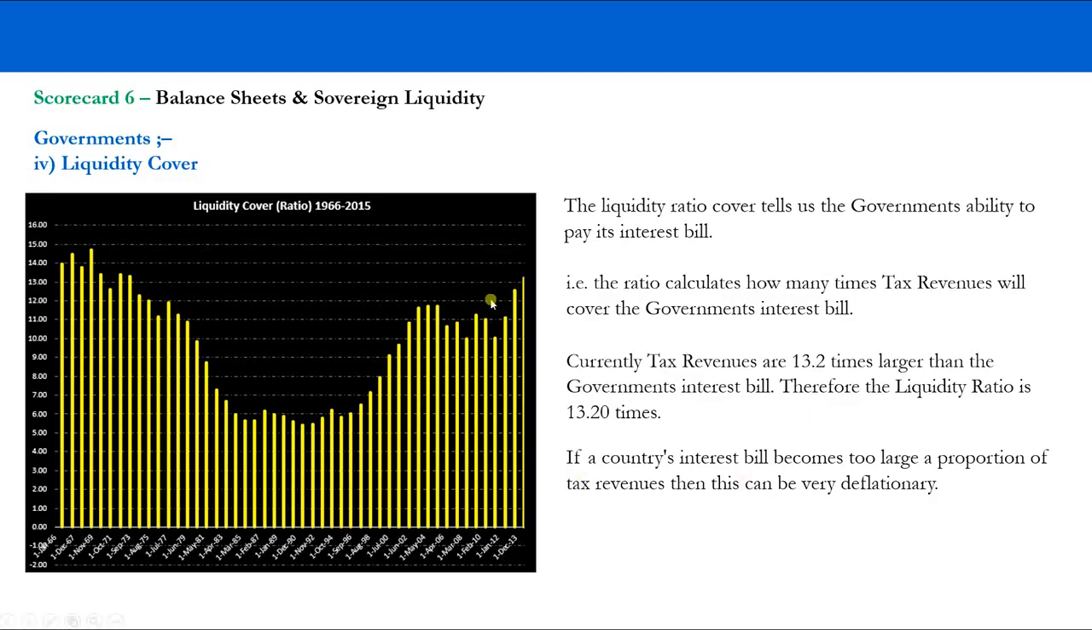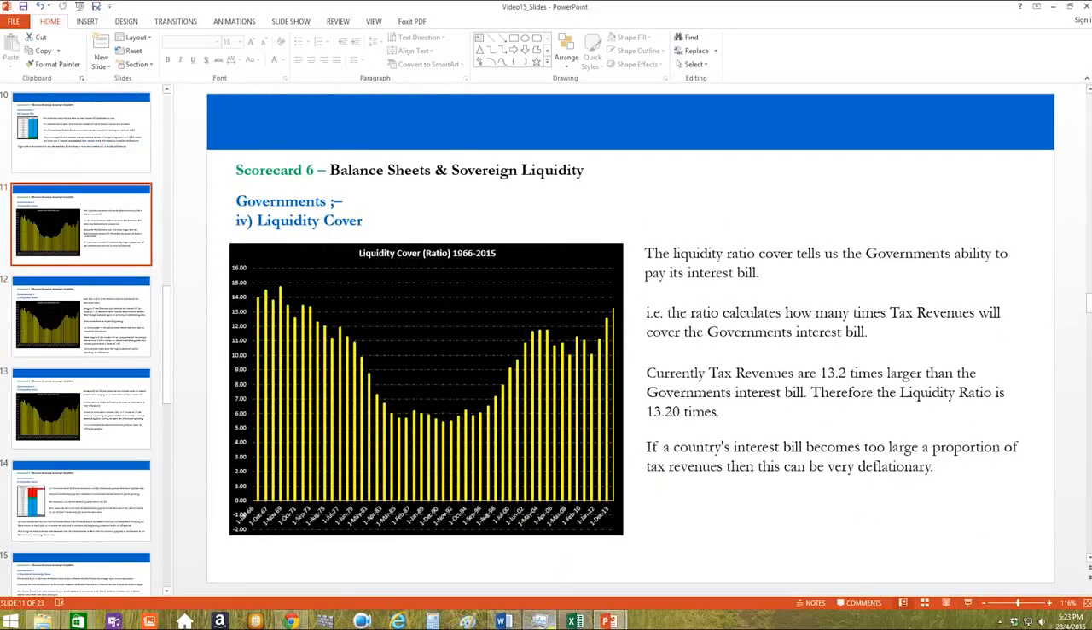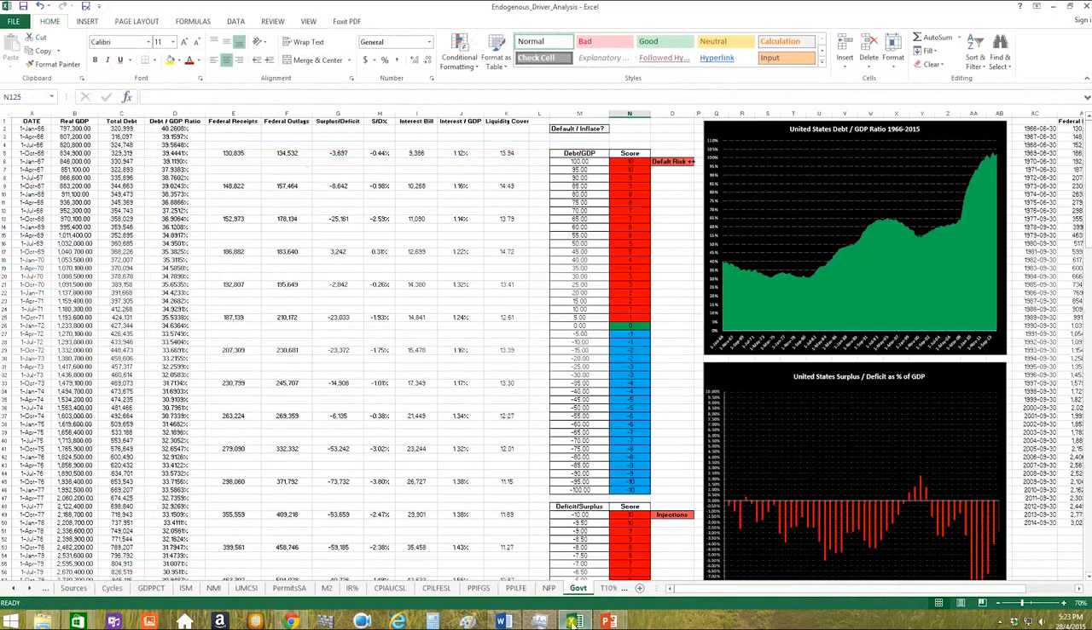And we can actually look at this historically. We'll go into the spreadsheet now to get a better understanding of how these numbers are worked out. But if a country's interest bill becomes too large a proportion of tax revenues, then this can mean current or future deflation and can be quite deflationary. So let's go into the spreadsheet first and have a look and understand how these numbers are actually worked out.